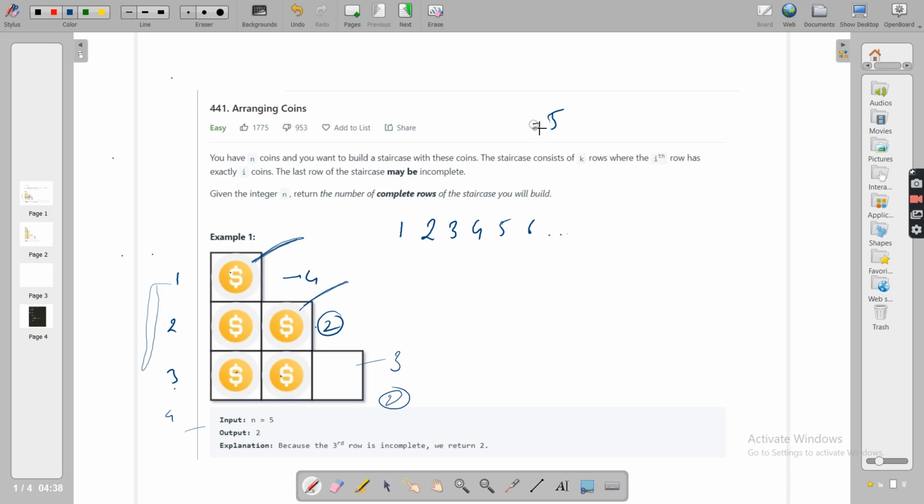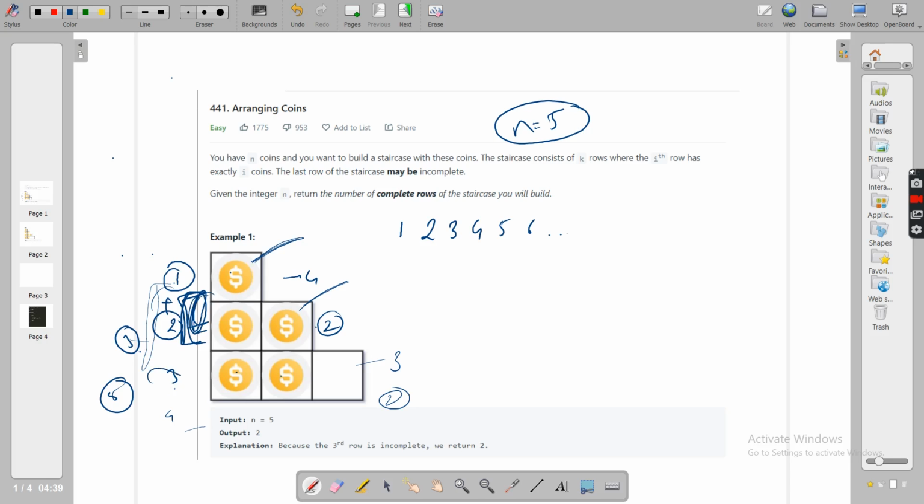You are given n equals 5, and you want to find the number of complete rows. You can see here, guys, what we did. In the first row we kept one, in the second row we kept 2 coins. How many coins did we keep? 3 coins. 3 is lesser than 5, because we had a total of 5. You get the sum of these first two rows, and it is lesser than 5, which means these two rows you can fill.